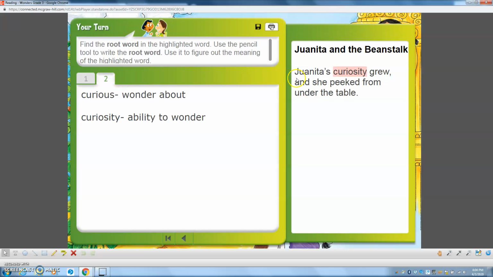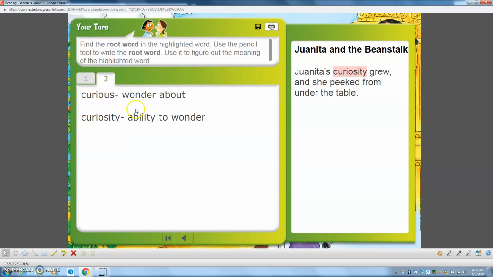Going to our next one: Juanita's curiosity grew and she peeked from under the table. So curiosity is our highlighted word. We can see that the root word is curious. If curious means to wonder about, when you're curious about what's going on outside, you're wondering about it. So curious means to wonder about something.